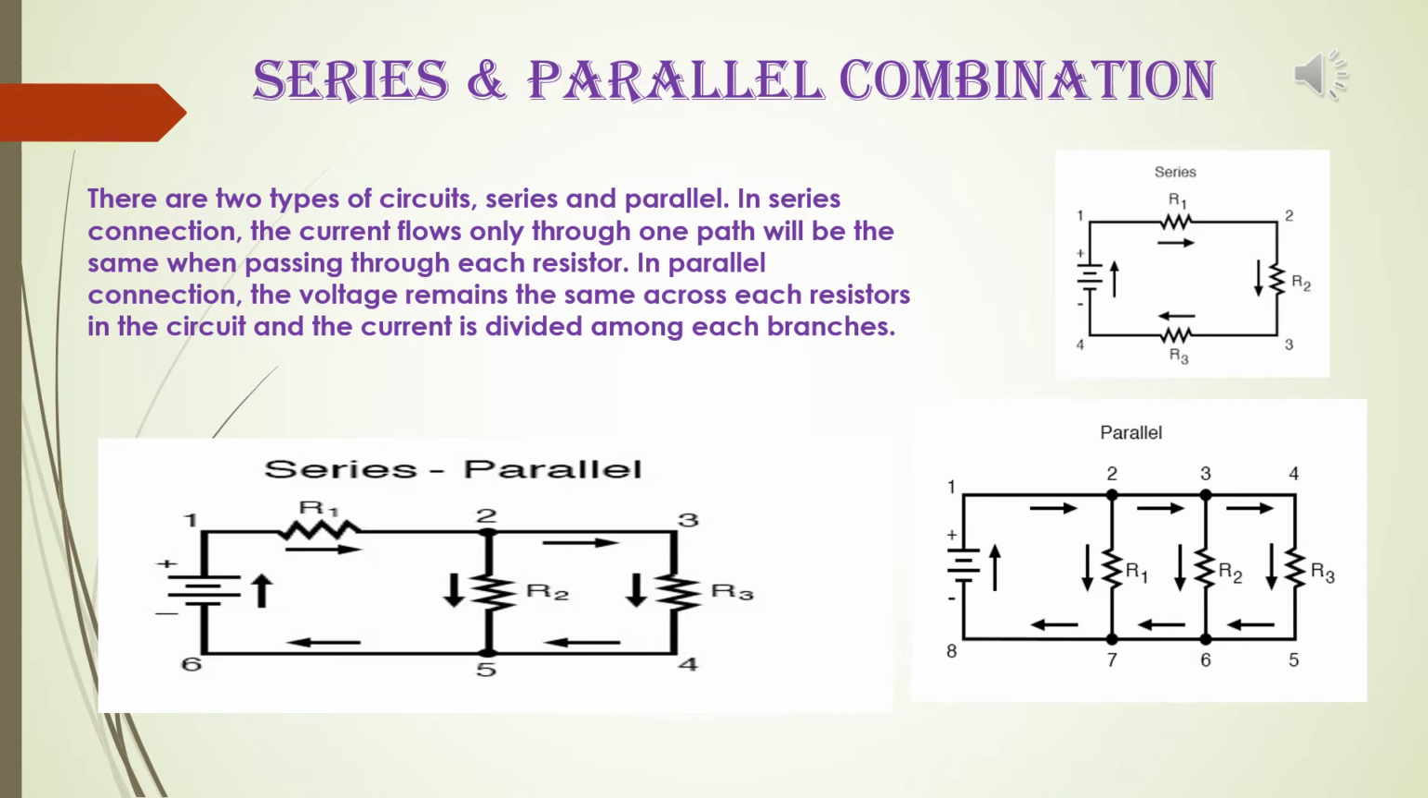Series combination is there. It is connected like this, R1, R2, R3 like this. In parallel combination, see, it is also connected but in a different way. This is also R1, R2, R3. And in the third diagram, series and parallel, both the combinations are there. See, hope you will understand. R2 and R3 are the parallel combination. But with R1, the equivalent resistance of R2, R3 will be the series combination.